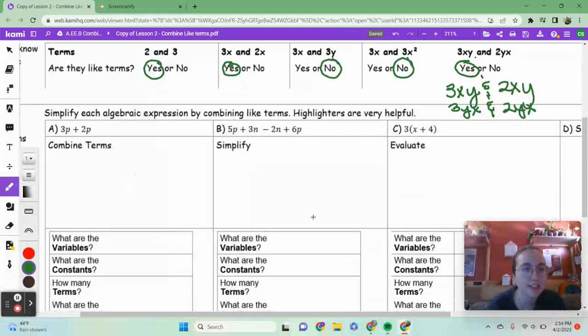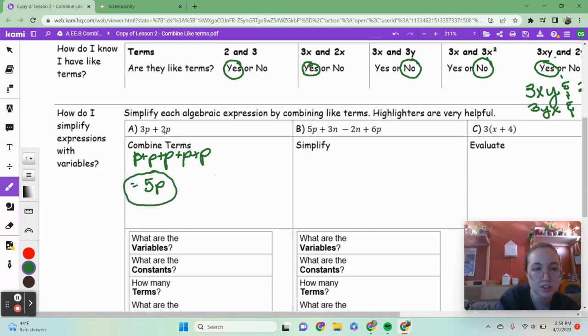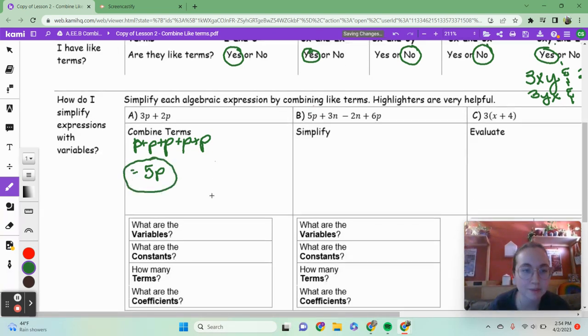So let's practice some combining like terms. If I want to simplify each of these expressions, here I have 3p's plus 2p's. If I want to write that out longhand, I can write that's p plus p plus p, that's my 3p's, plus p plus p. So how many p's do I have there? 1, 2, 3, 4, 5. That would be 5 p's. That's my simplified answer. It's just one term. That's as simple as it can get.